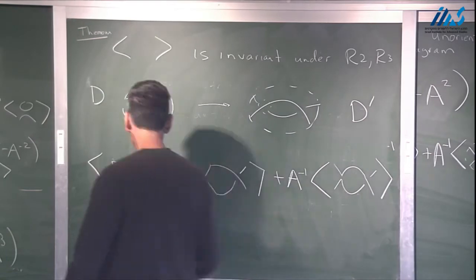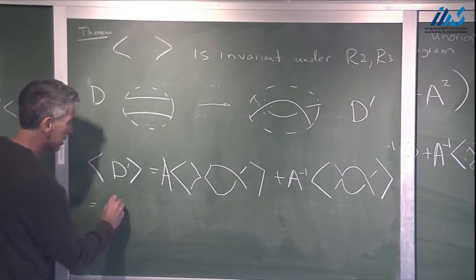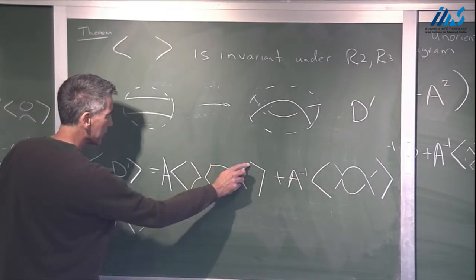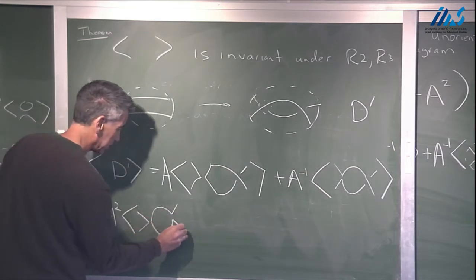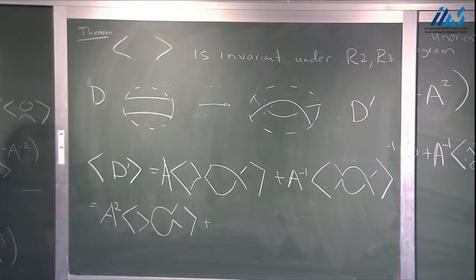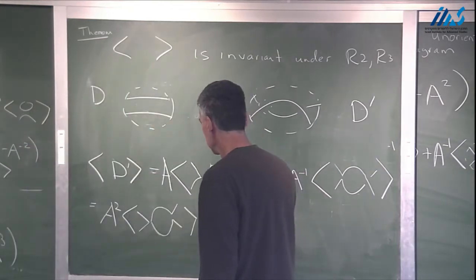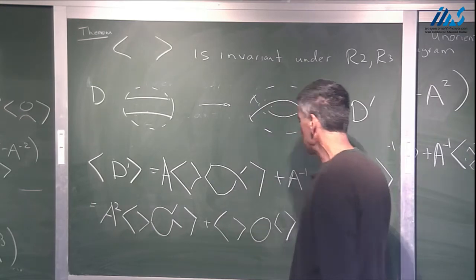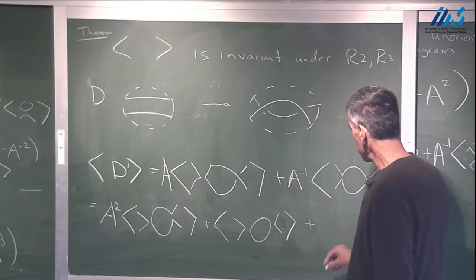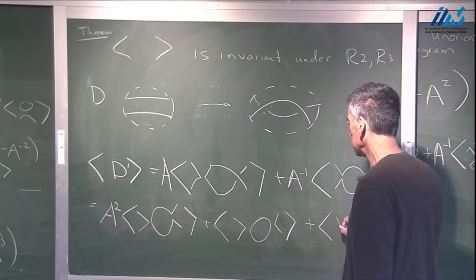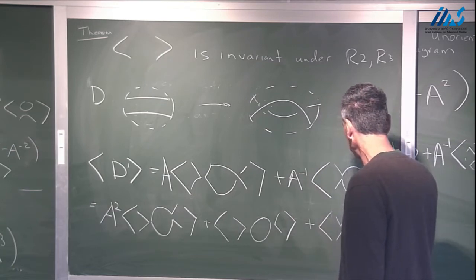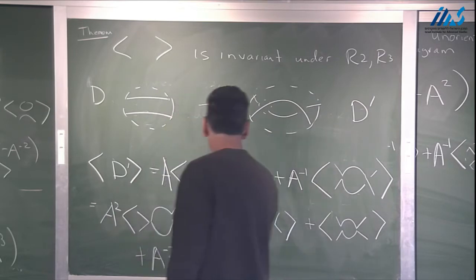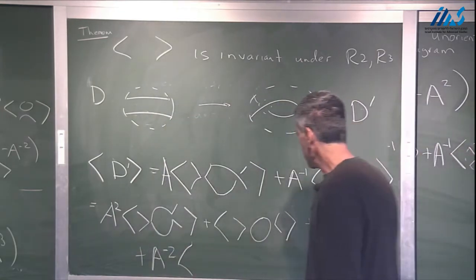And now this one we can resolve again. So we'll get an A squared times the bracket of, this time when you do the A, as you go over, you go to the left, so you go like this. And then you have a constant term, the bracket of this, and then you have another constant term, A inverse times A, and finally you have an A to the minus 2 term.